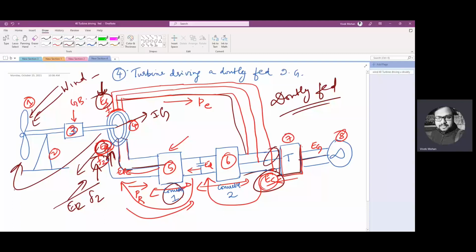These are the major topologies for wind turbines. Please go through this. Thank you.